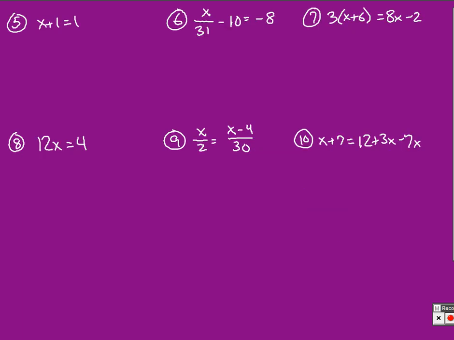Alright, now let's get into actually solving some equations. To get x by itself, right now it's x plus 1. To undo that, I subtract 1 from both sides to cancel that out. X equals then 1 minus 1, which is 0.